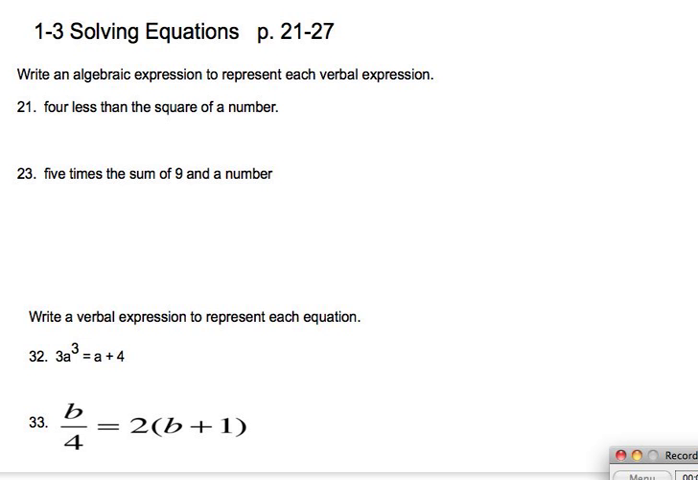1-3, solving equations. We're going to be writing an algebraic expression to represent each verbal expression in the first two problems. You have to get used to being able to go from English sentences to math equations and expressions.